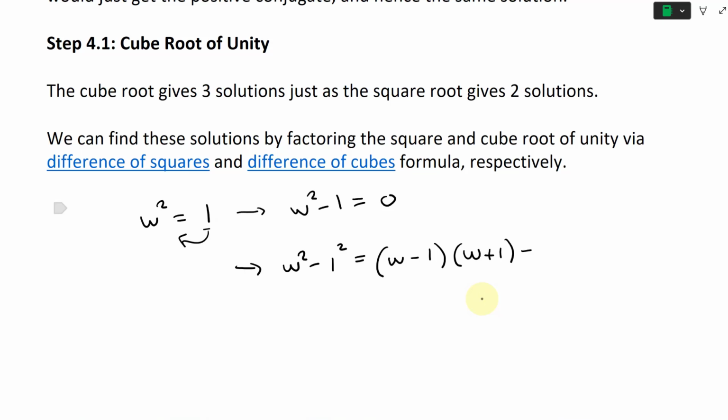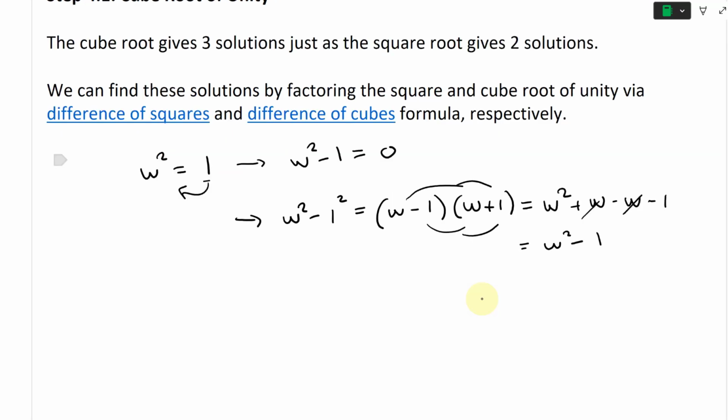So if you expand this out, w times w, and then negative 1 times w plus 1. So w times w is w squared. w times 1 is plus 1w. Negative 1 times w is negative w, and then negative 1 times 1 is negative 1. So in other words, these cancel, and you're left with w squared minus 1. So yes, that is correct.